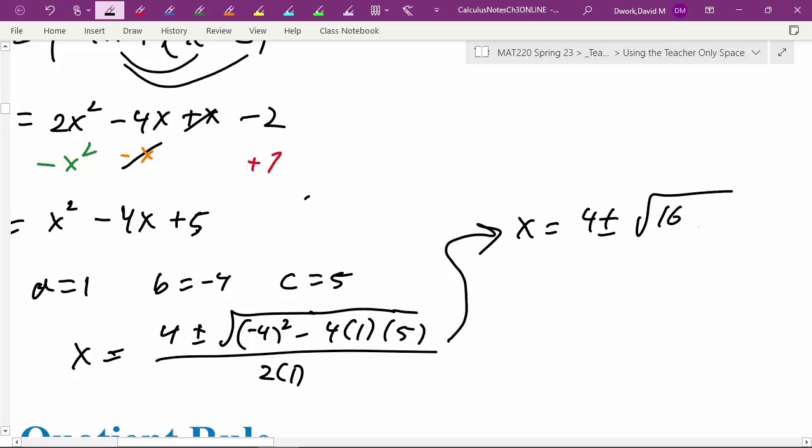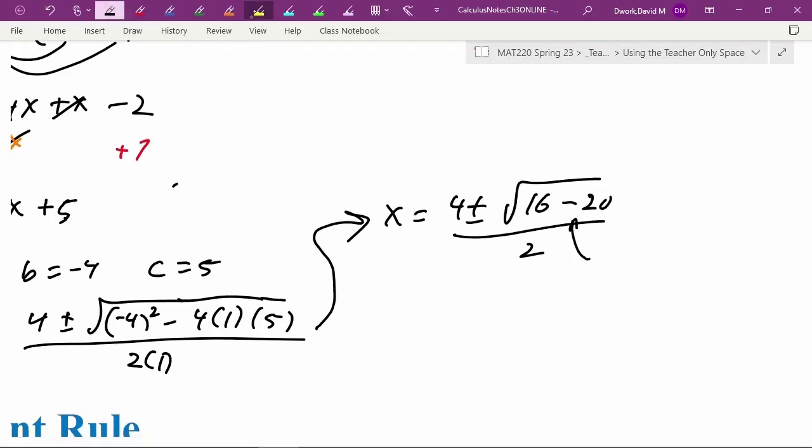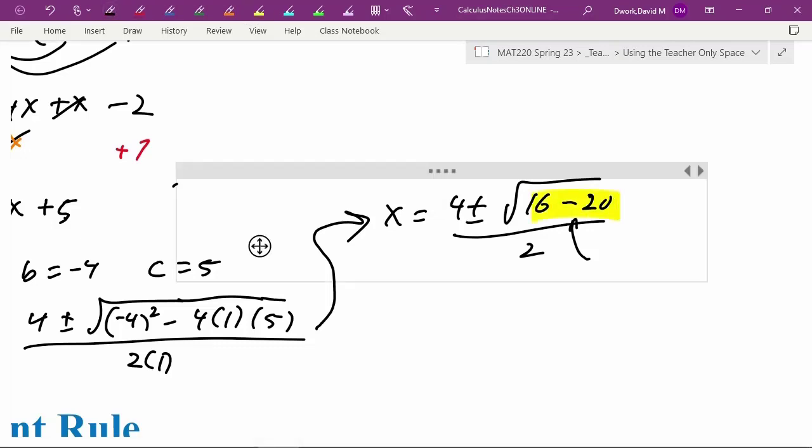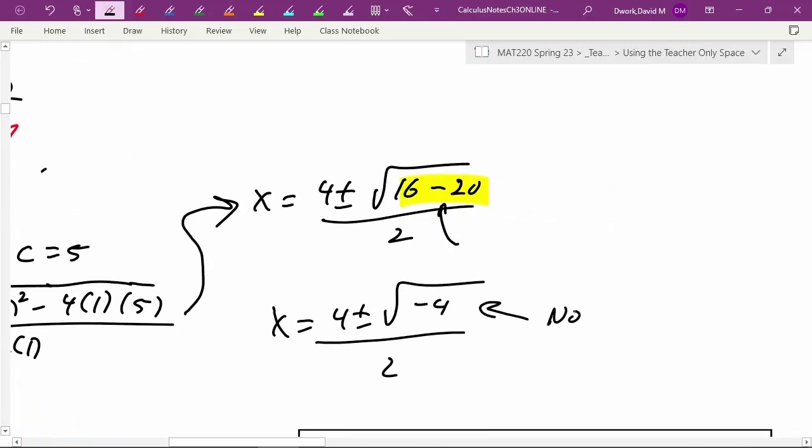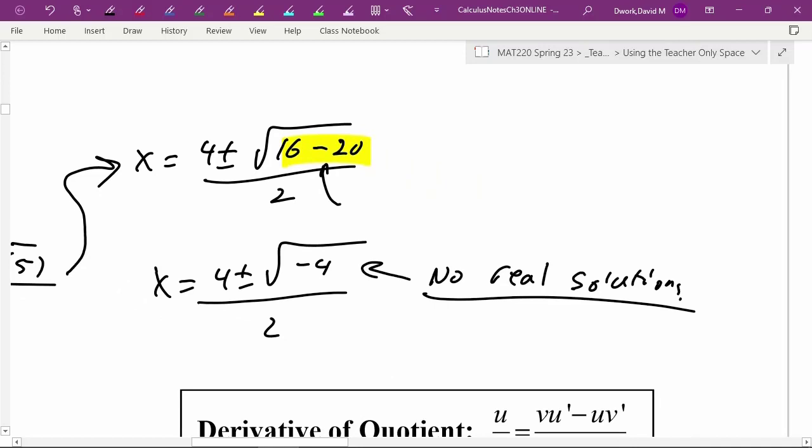Negative 4 squared is 16. Negative 4 times negative 4 is positive 16. And then under here we have 4 times 1 times 5. That's 20, all over 2. And what are we seeing here under this radical? 16 minus 20. That's going to be negative 4 over 2. And we know a negative under a radical means we have no real solutions. And in Calc 1, we're only caring about the reals, right? In your electrical engineering courses, the imaginaries become very important, but for right now, we're going to say no real solutions.